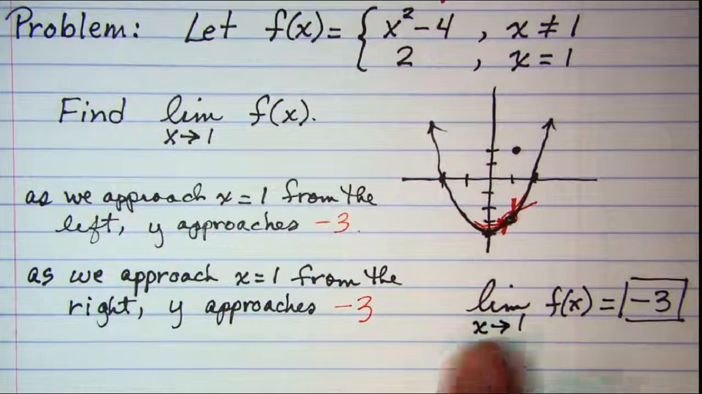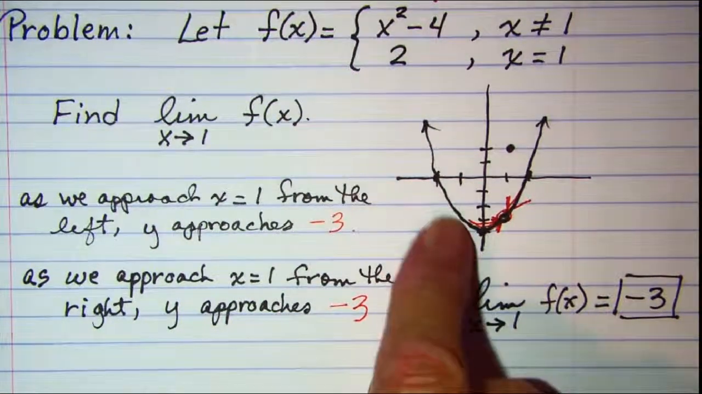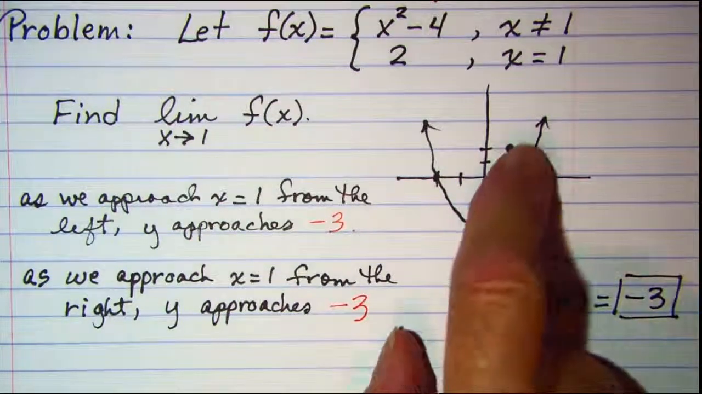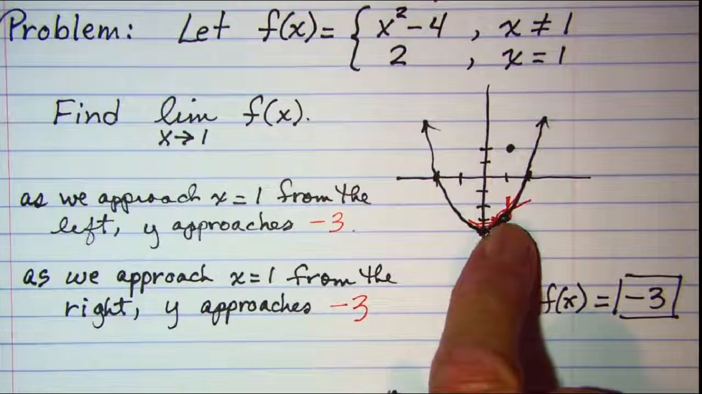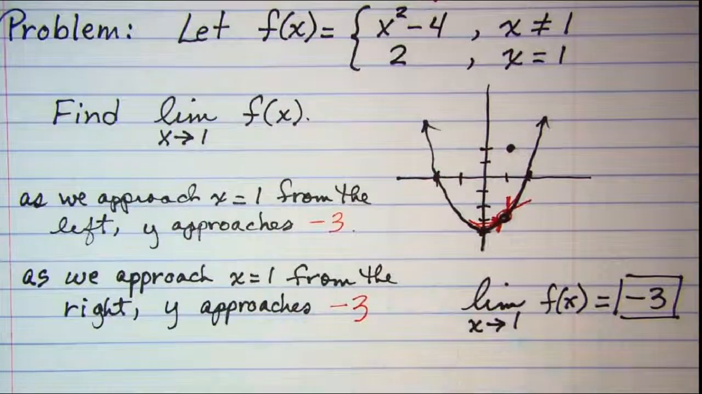So it's important to remember that the limit is what the graph approaches. It's not this point right here. The graph approaches -3 from both sides as x approaches 1.